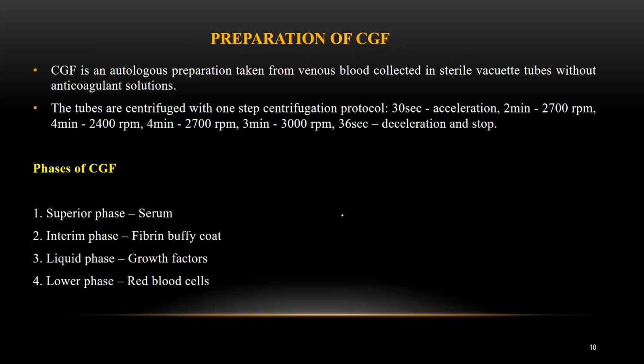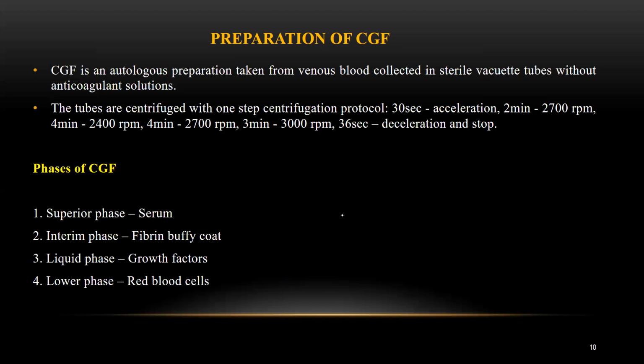Now, the CGF in general uses a variable centrifugation to separate cells in the venous blood, resulting in a fibrin-rich block that is much larger, denser, and richer in growth factors. So this altered centrifugation procedure provides us with a denser and richer fibrin matrix containing growth factors.